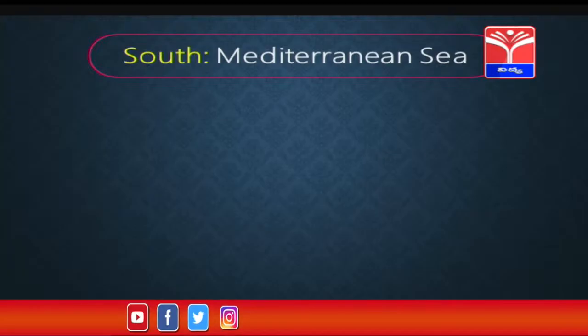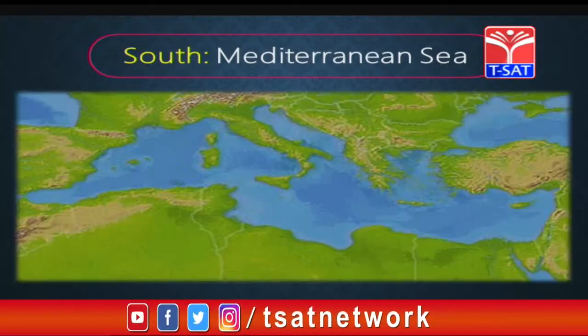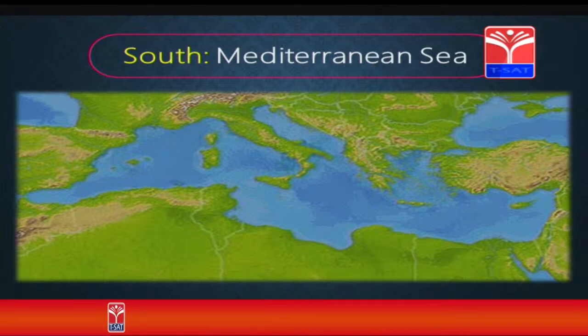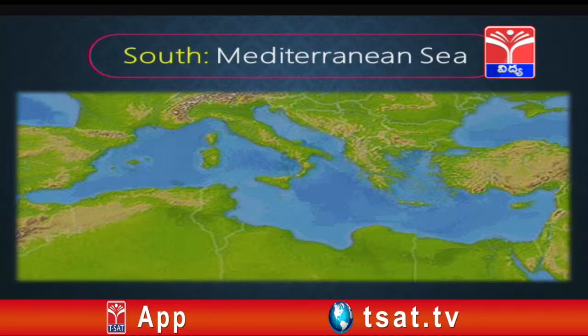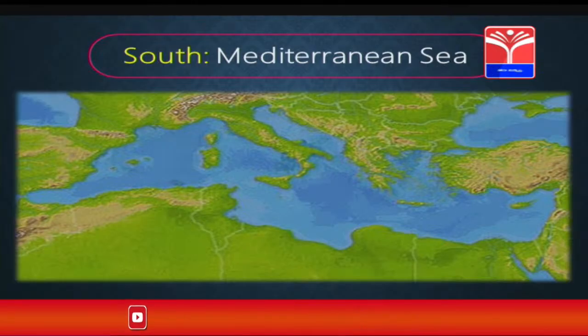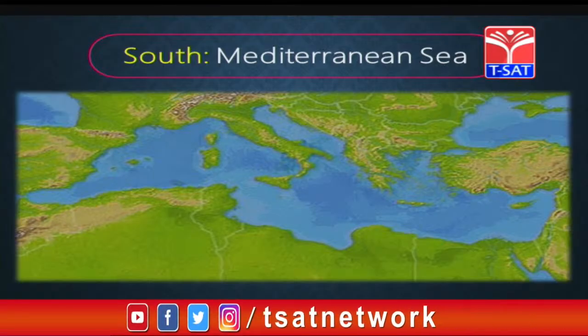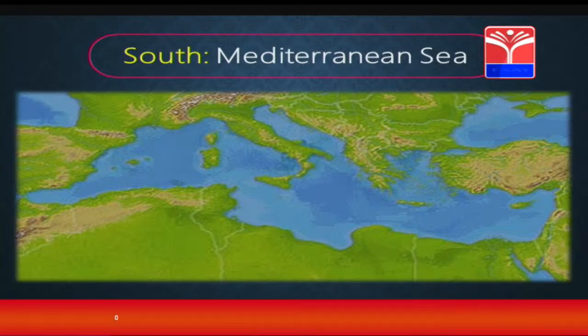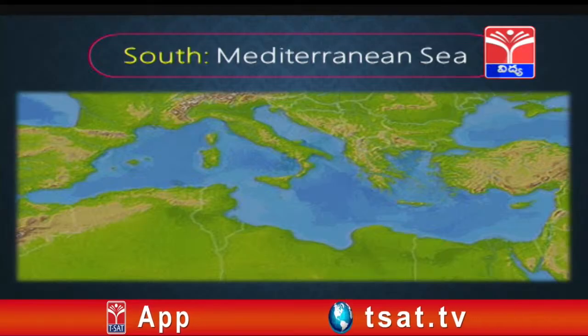South, Mediterranean Sea. Mediterranean Sea means middle of the world. Europeans did not know about other continents other than the west part of Asia and the north part of Africa. So, they thought this sea was in the middle of the world, and that is why they called it the Mediterranean Sea.